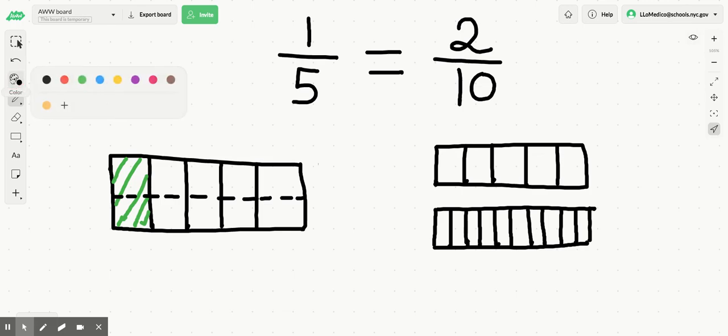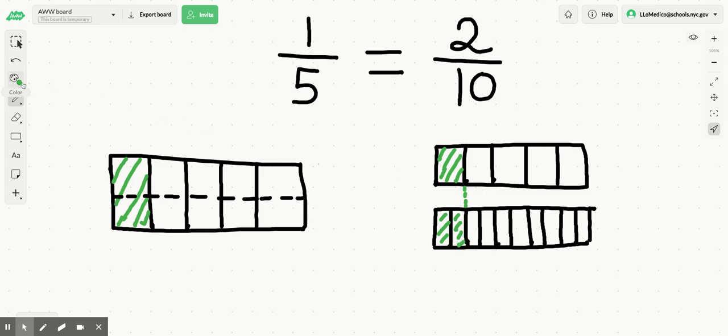So now I'm going to shade in 1/5. I usually just draw diagonal lines. We don't want you coloring the whole space in. It might take some time. And then we're going to go ahead and shade in. I'm going to draw a dotted line right here. We're going to shade in the same number of tenths.